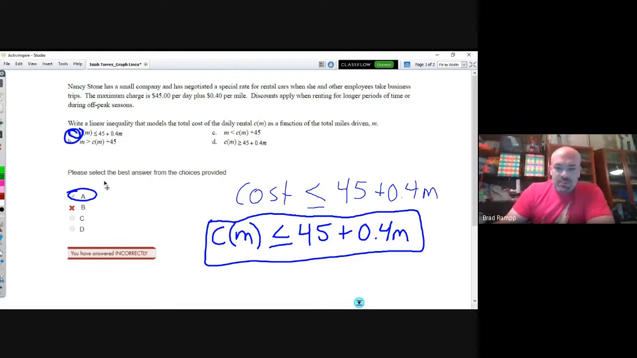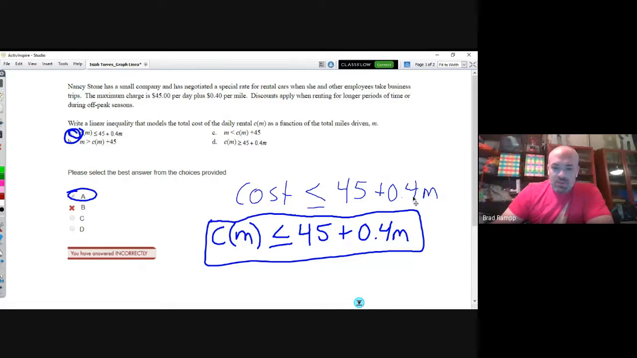Well, because they said that you get discounts when applying for longer periods of time, that means we want to keep our costs less than the amount that would trigger the discount. So let's think in English first. We want our cost to be less than or equal to whatever this is going to give us.